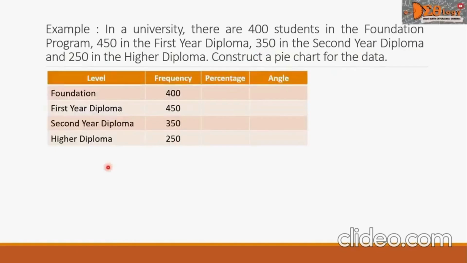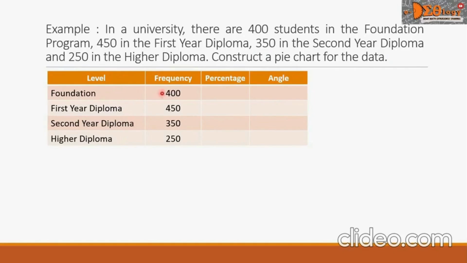It is advisable that we put the data in a table. I have here a table with 4 columns. The first column is reserved for the level, and the levels are foundation, first year diploma, second year diploma, and higher diploma. The next column is for the frequency.